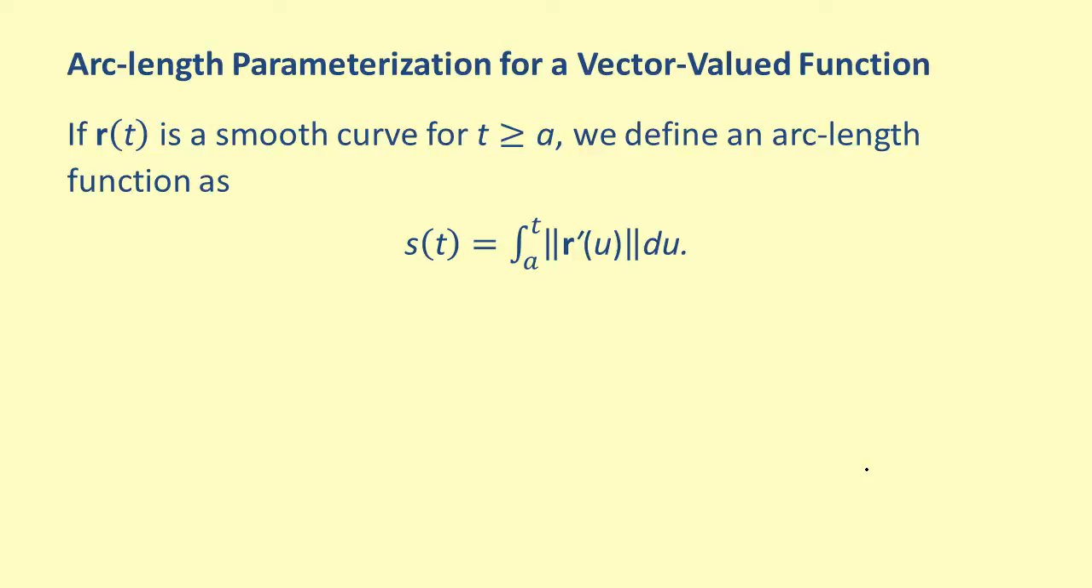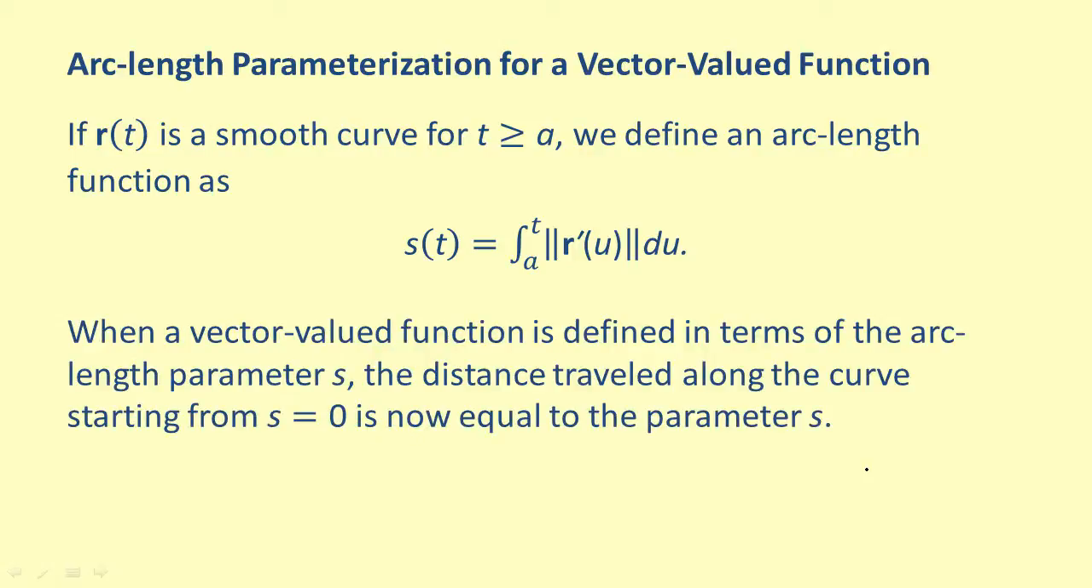In order to obtain an arc length parameterization, we will first need to define an arc length function. This will give us the arc length as a function of the parameter t for any t greater than its initial value a. Once this integral is evaluated for a given function r, we will have a relationship between the arc length s and the parameter t. We then solve this relationship for t and substitute for t in the original function to rewrite the vector-valued function in terms of s, the arc length parameter.